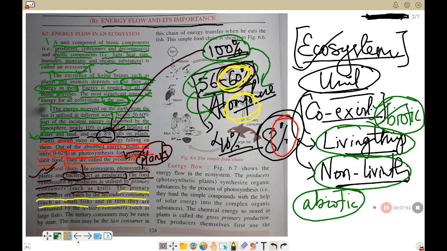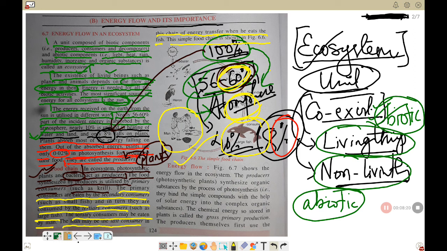And in turn they are consumed by tertiary consumers such as large fish. So here you have a tertiary consumer, which is a large fish. The tertiary consumers may be eaten by man. Man may be the last consumer in this chain of energy transfer when he eats the fish. This simple food chain is shown in figure number 6.6. So this is how the energy flows from one organism to another.